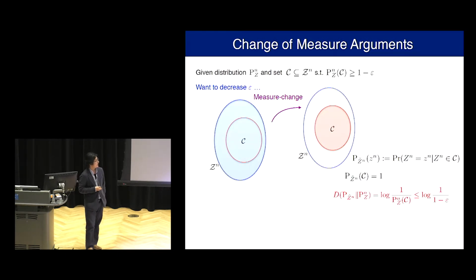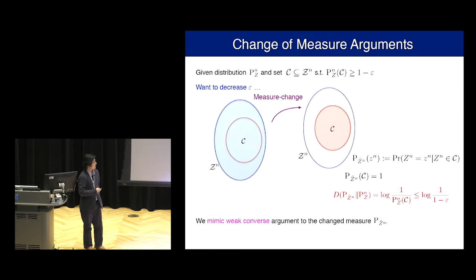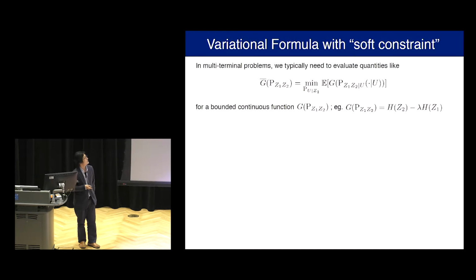And interestingly, the divergence between the changed measure and the original IID measure is not too large. It's constant order. And in this change of measure argument, we first change the measure and then we mimic the weak converse argument with this changed measure. So this is the change of measure argument.